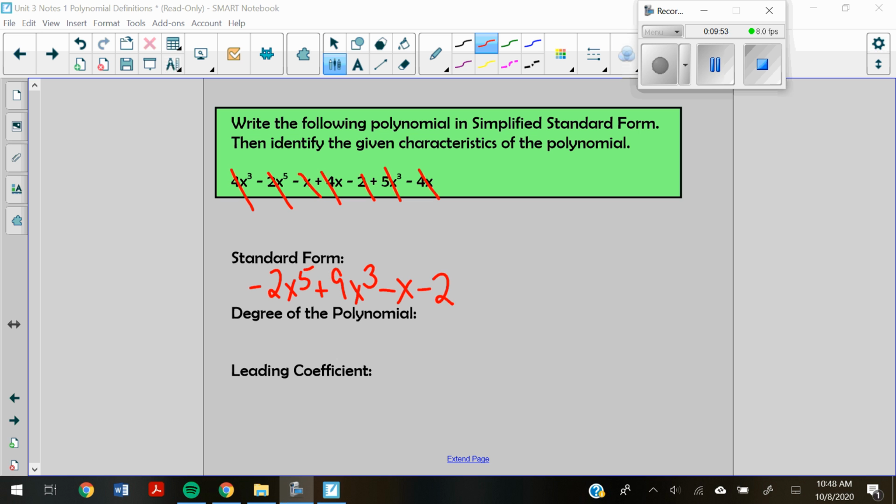Check yours there quick before you answer the other questions. Our degree of the polynomial is our highest exponent, so 5. And then the last one is the leading coefficient, and that's the number in front of the first term, negative 2.